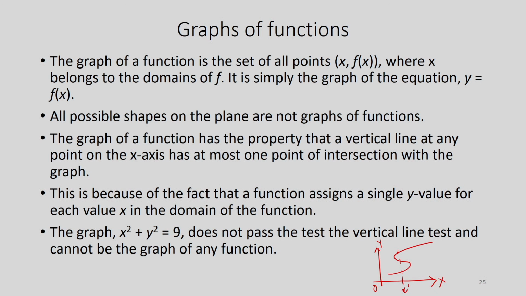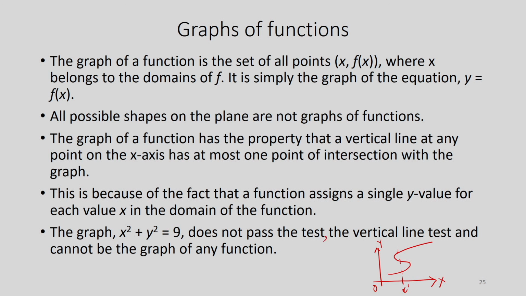The graph of a function has the property that a vertical line at any point on the x axis has at most one point of intersection with the graph. So, here if this x' belongs to the domain, then this cannot be the graph of a function, because I can see there are 3 points of intersection. This is because of the fact that a function assigns a single y value for each value of x in the domain of the function. The graph x squared plus y squared is equal to 9 does not pass the vertical line test, and cannot be the graph of any function.